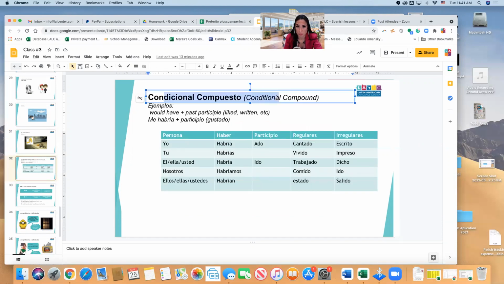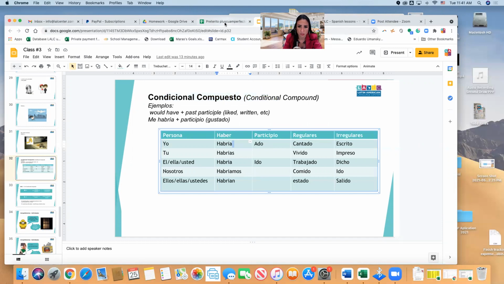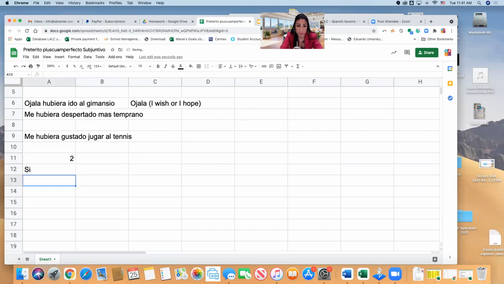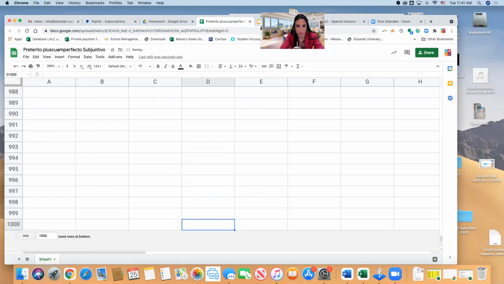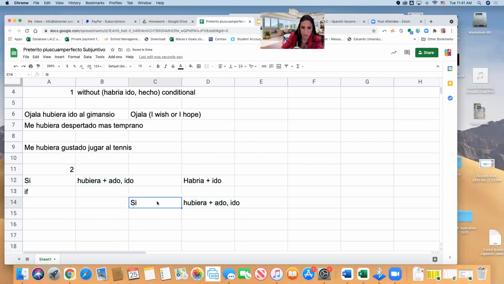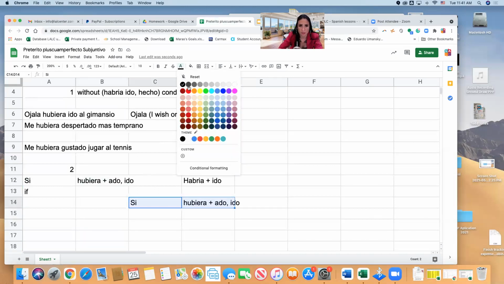Okay, now with conditional compuesto, that's what I want you to take notes on. Habría, habría. So the rule is always like this. You have to put si, which means if. Then in the second column, you always have to put the hubiera plus hado or ido. Plus habría. Let's say you start with habría, then you have to put habría at the beginning. If you want to move the sí, you have to move the sí with the hubiera. The sí always goes together with this one, if that helps, like in a rule.